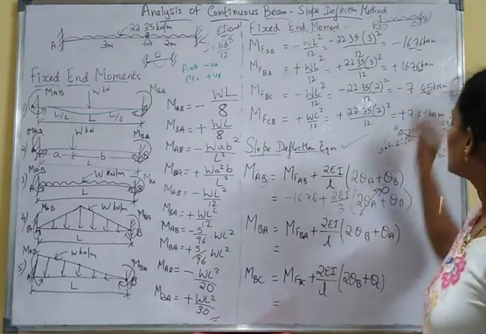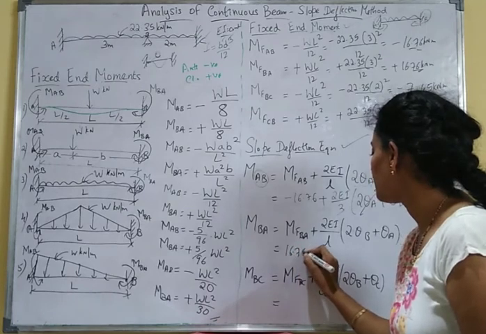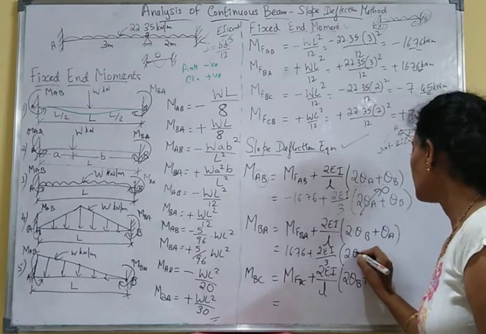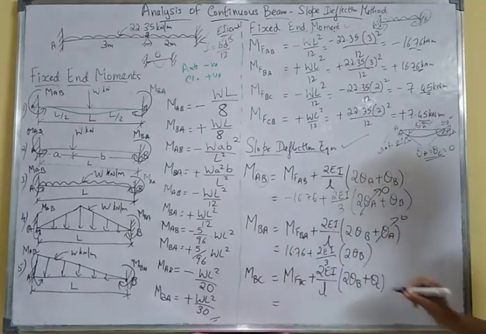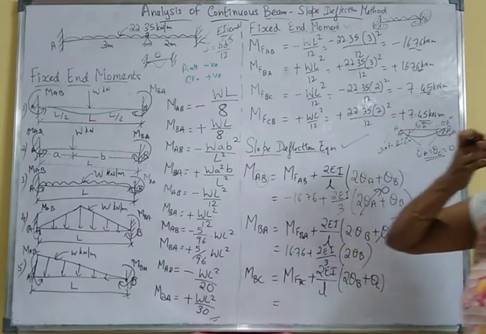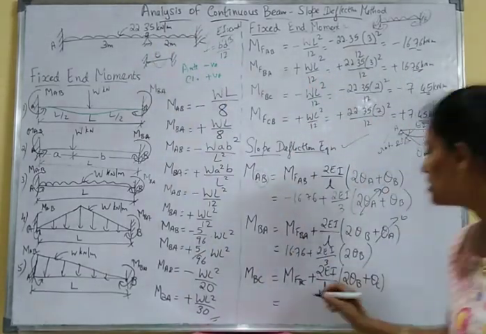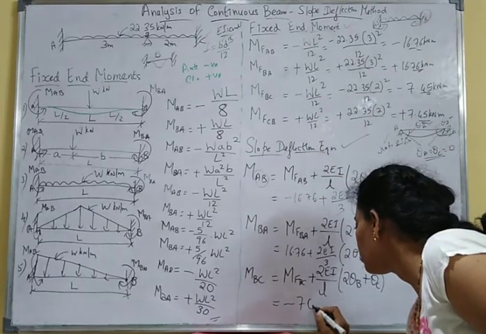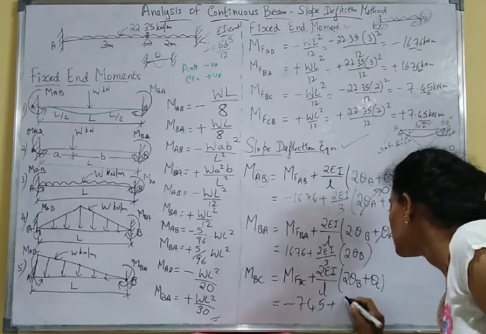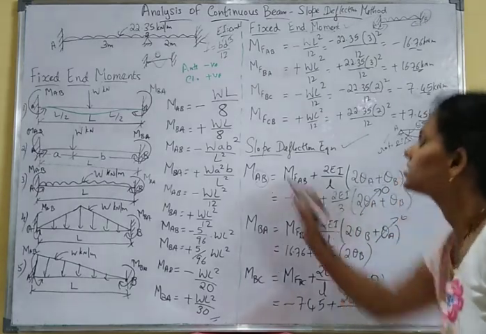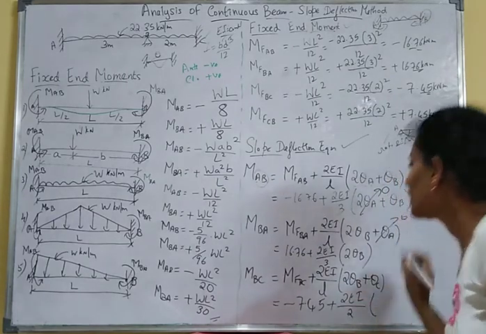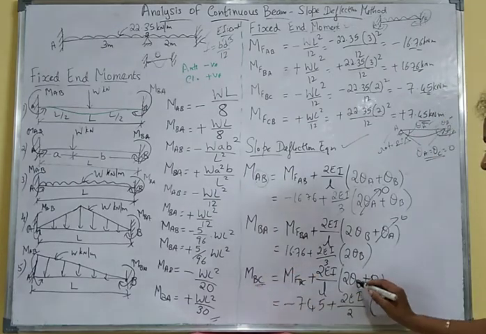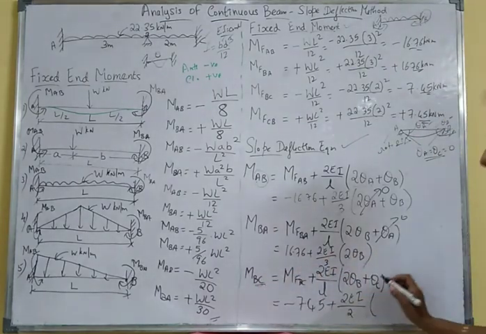Similarly, MFBA is plus 16.76 plus 2EI by 3 into theta B. Here theta A is 0. Okay, this is your equation. Next we will come to span BC. The fixed end moment of BC is minus 7.45 plus 2EI by the span of 2 meter, multiplied by, since it is BC, the first point is B, so 2 times theta B, and the second point is C, so 1 time theta C.